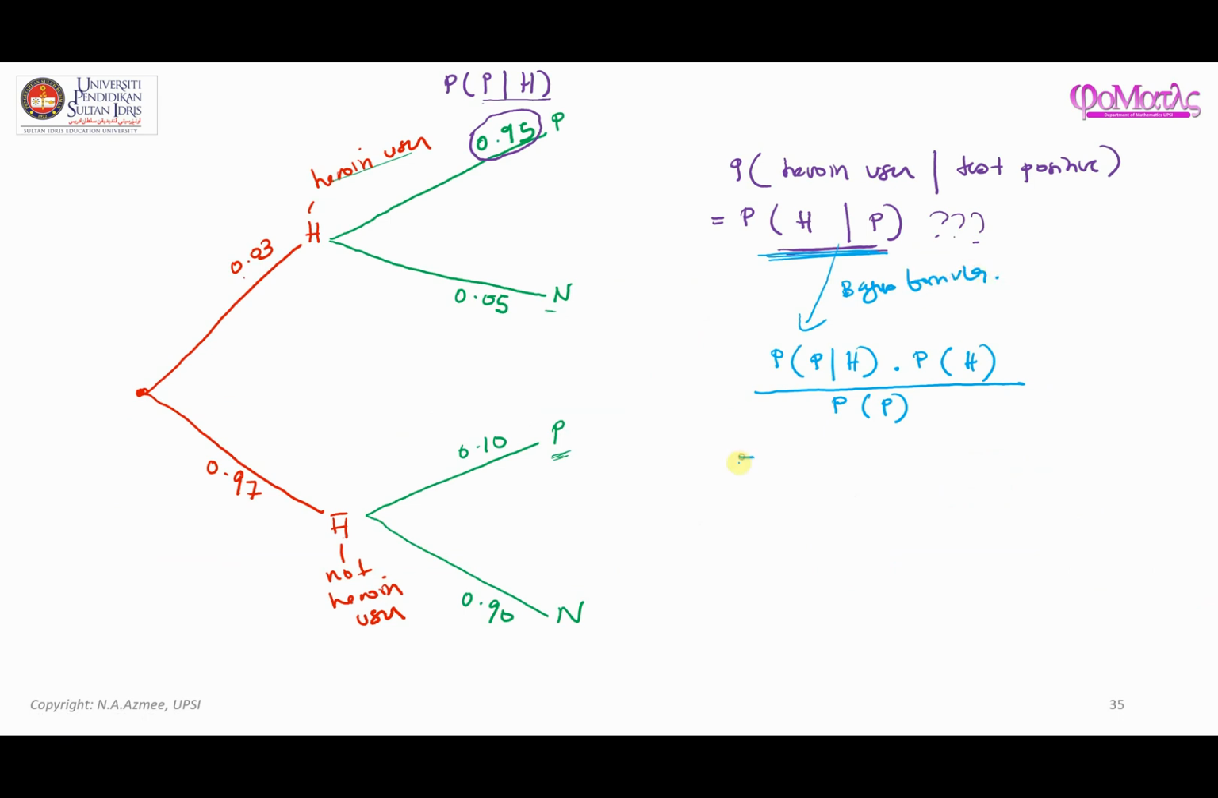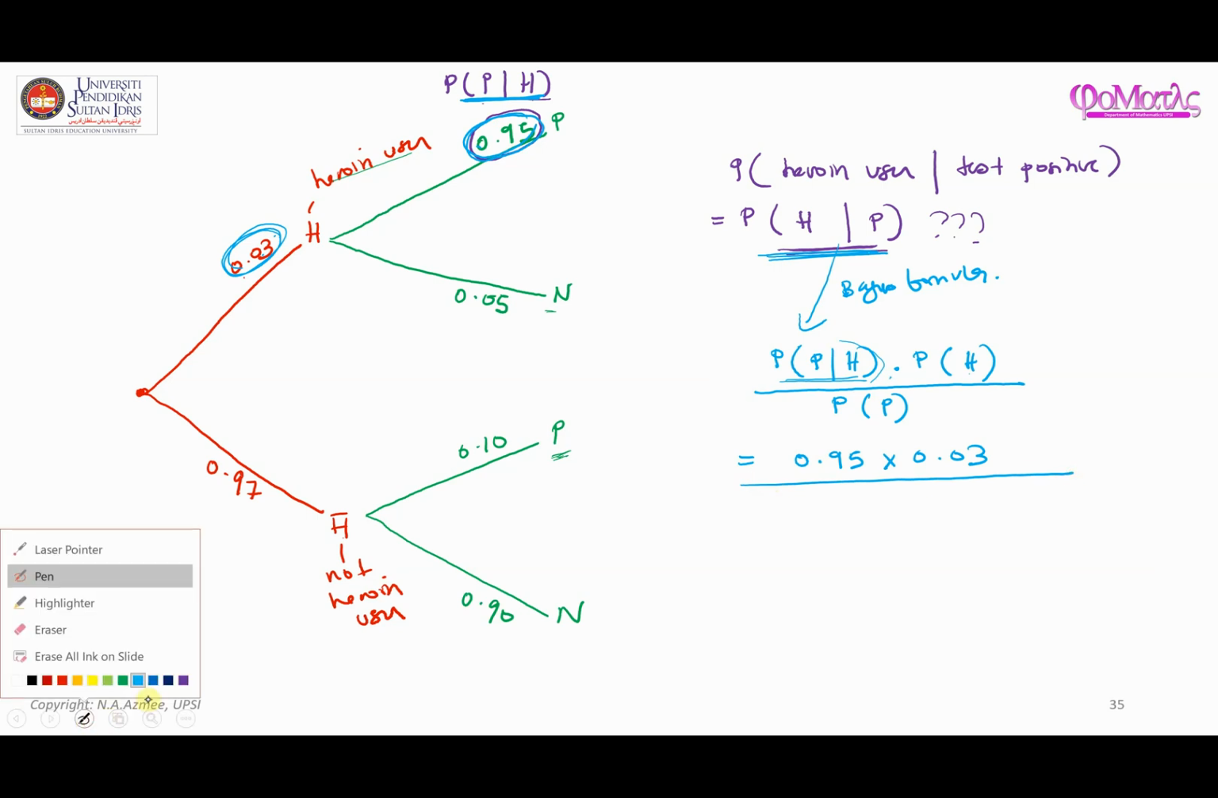Okay, and what is the probability of P given H times P of H? This is the probability of P given H, which is this one, times P of H, the probability that the person is a heroin user. So I'm just going to plug in these two values. It will be 0.95 times 0.03. Next, I'm going to find the probability of getting a positive result. So P here is getting a positive result.